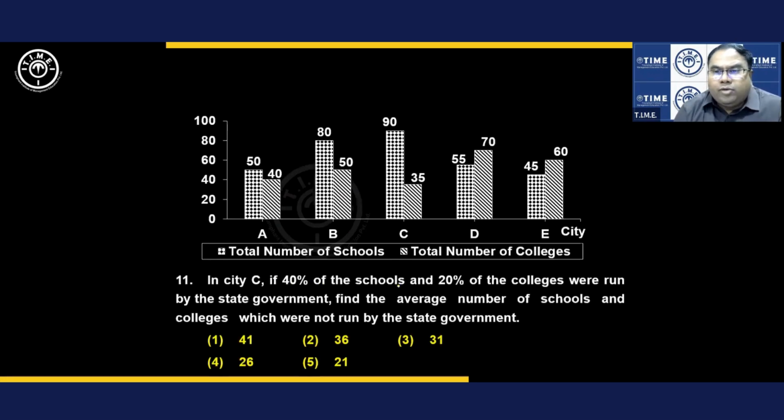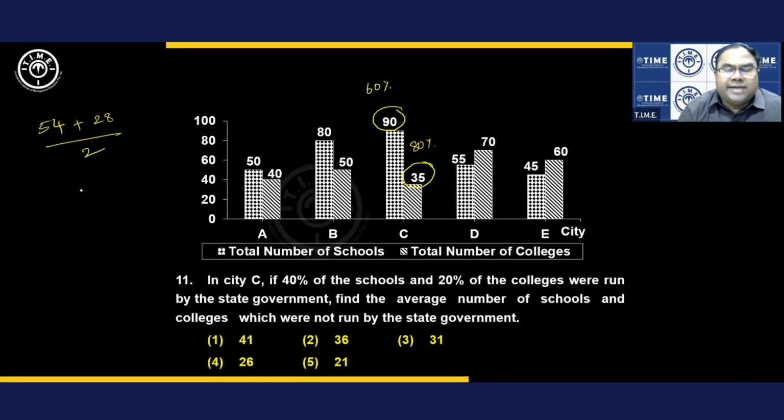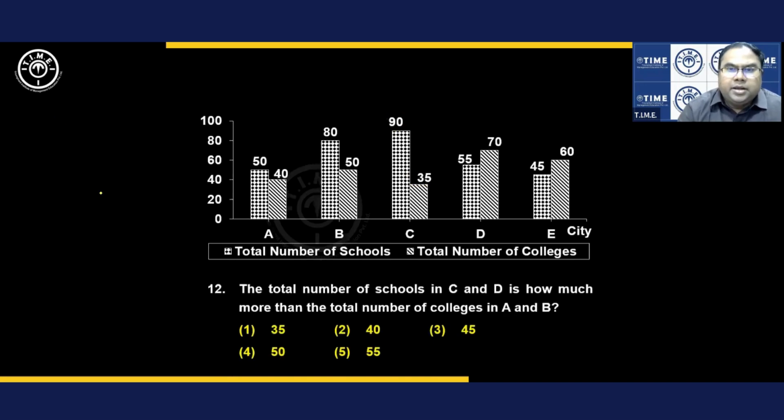In city C, 40% of the schools and 20% of the colleges were run by state government. Average number of schools and colleges which are not run by state government. If I look at schools, 90 schools, 40% state government. How many are not run by state government? 60%, 54. 20% of the colleges are run by state government. How many are not run by state government? 80%, so 28. So 54 plus 28 divided by 2, average. 82 by 2, it has to be 41, right?